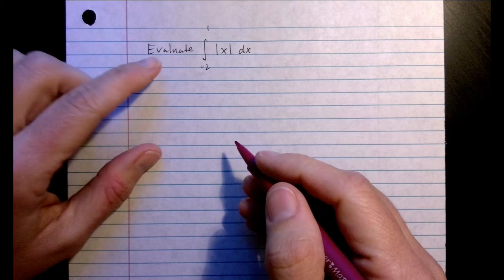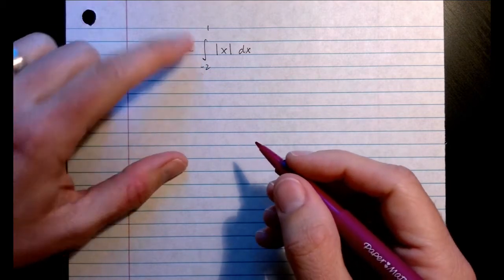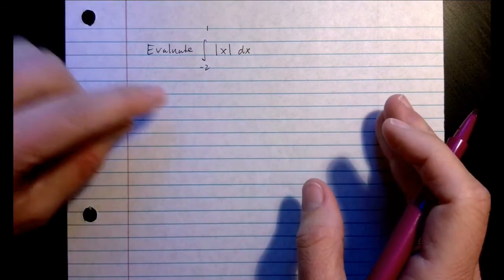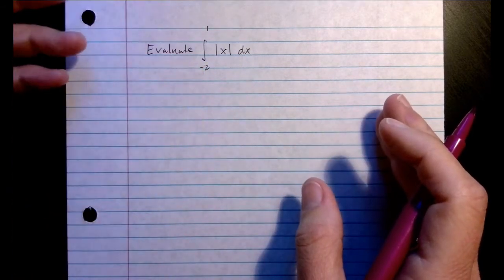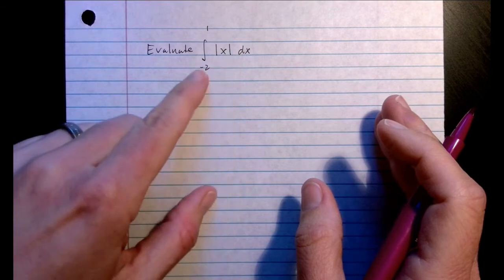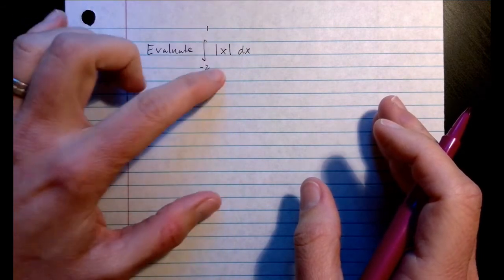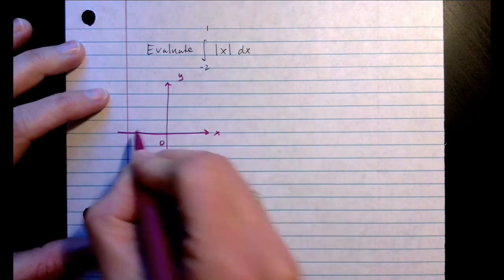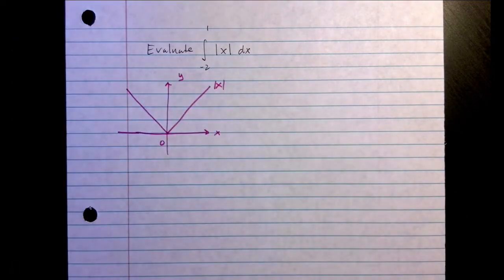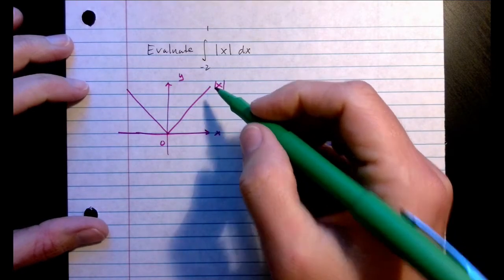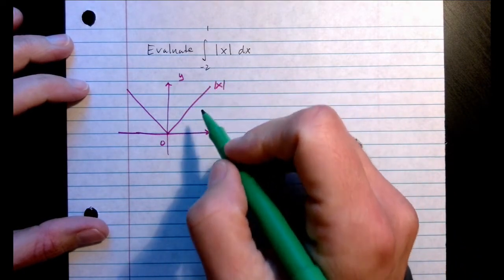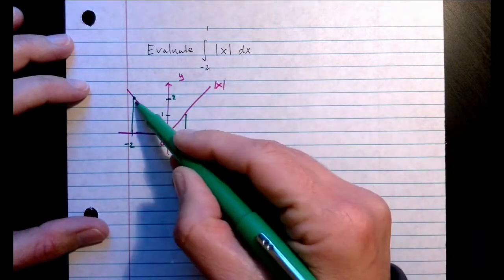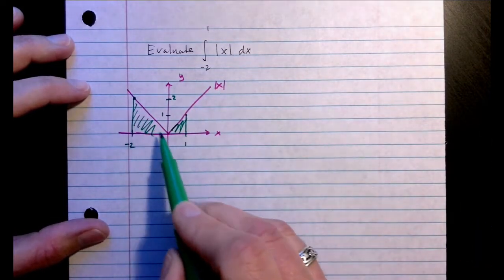In this example, they're asking us to evaluate the integral from -2 to +1 of absolute value of x dx. Remember, the definite integral just means we're finding the area under this function with these bounds. So the first thing I want to do is sketch my function. So this is the absolute value function. Now the bounds are from -2 to 1. So this is the area that I want.